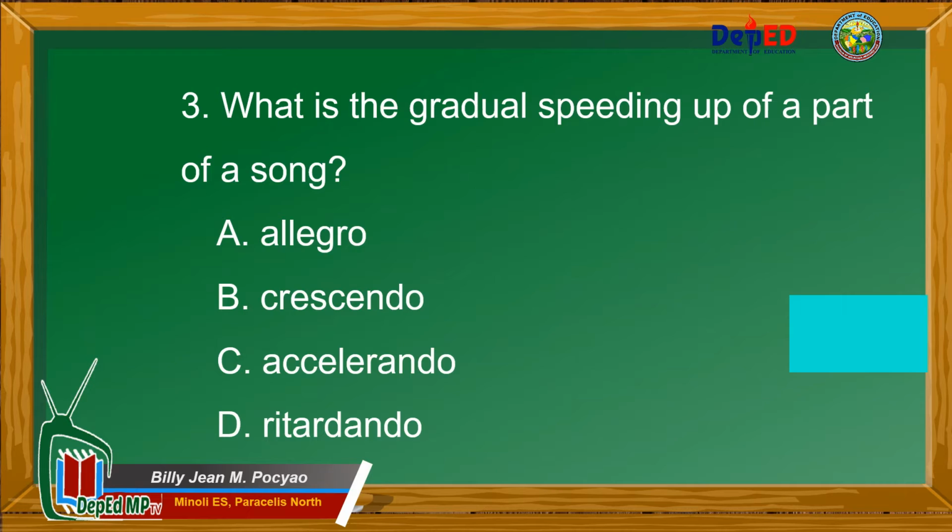Number 3. What is the gradual speeding up of a part of a song? Letter A. Allegro. Letter B. Crescendo. Letter C. Accelerando. Letter D. Retardando. The correct answer is letter C.